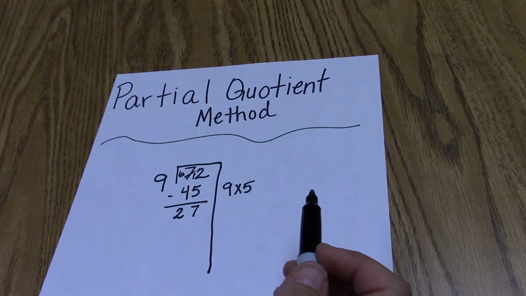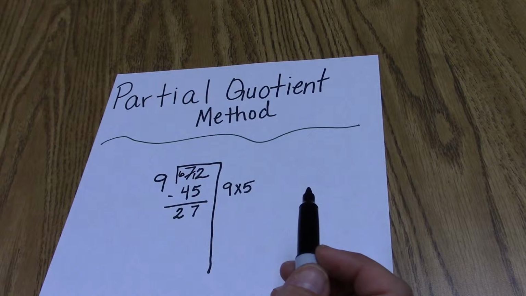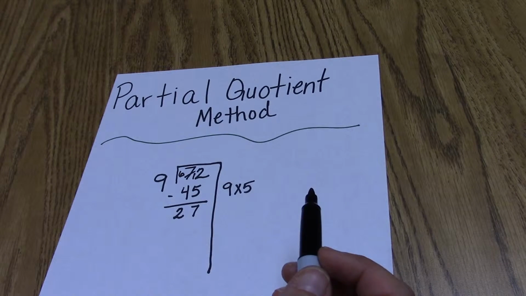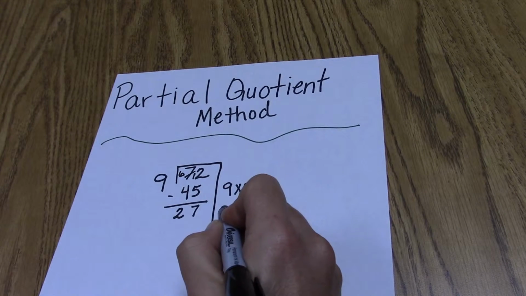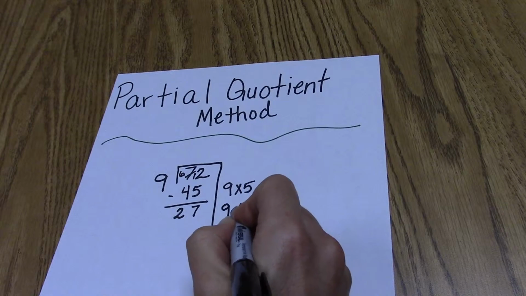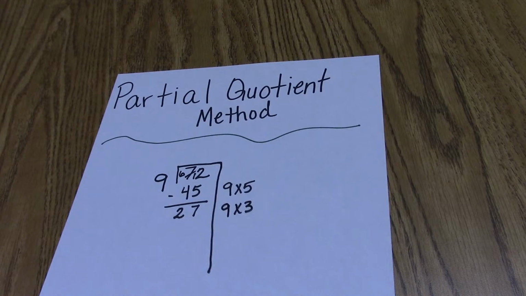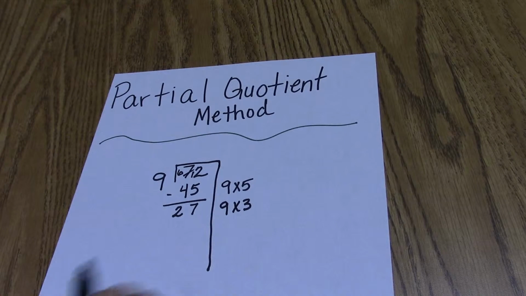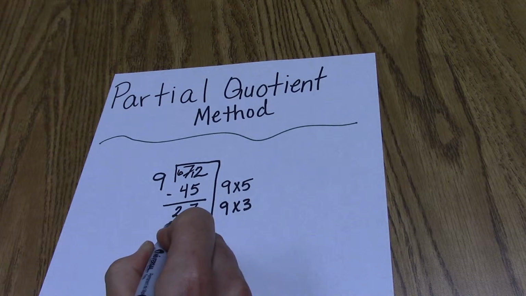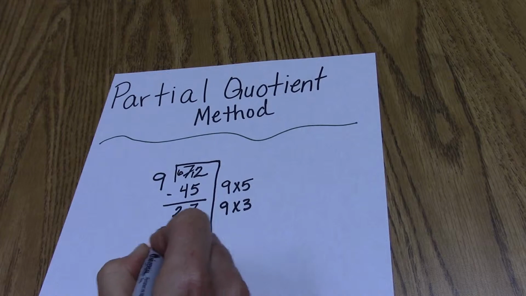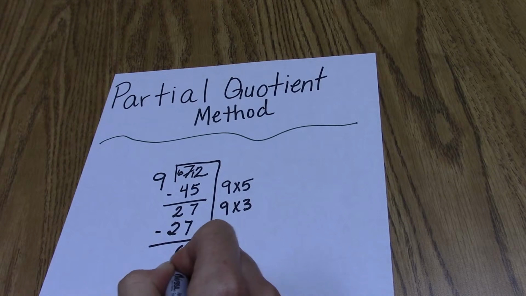Right off, I remember that 9 times 3 is 27. 3 groups of 9 is 27. So I'm going to go ahead and add those 3 groups here so that I can go ahead and subtract those out. So 9 times 3 is 27. I'm going to write my 27 here, which gives me a remainder of 0.